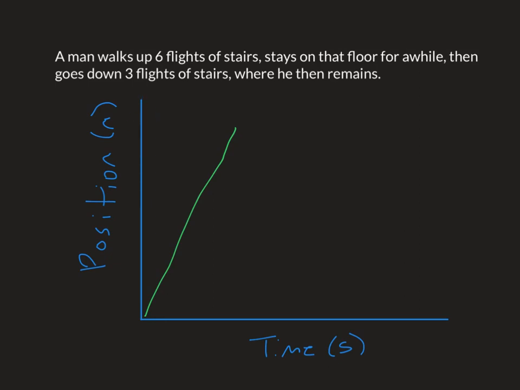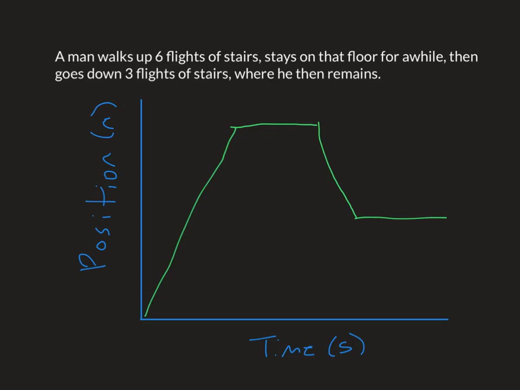That man stays on that floor for a while. Remember, when somebody's not moving, their line is flat. Okay? So he stays on the 6th floor for a while, and then eventually he heads down 3 flights of steps. So I want to go about halfway down. Okay? Goes down 3 flights of steps, and then he stays there for the rest of the time. Do you see how this graph tells the story that I've written here? I have a man going upwards, positive direction, staying there, staying flat, and then heading downwards, going in the negative direction. Positive velocity, negative velocity, 0 velocity. He then stays there, so another 0 velocity.